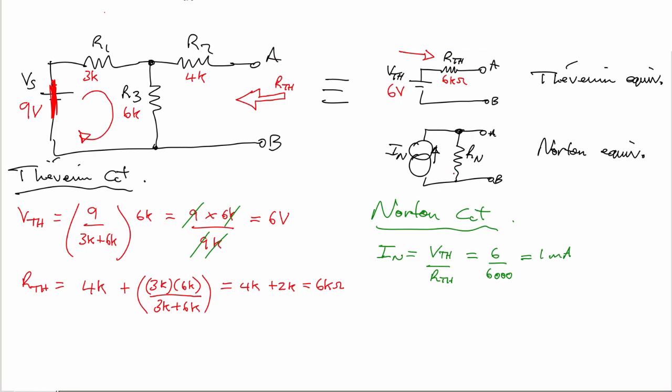So this thing here is a 1 milliamp constant current generator. And what's the value of the Norton resistance? Well, it's actually the same as the Thevenin resistance. Easy enough, although in the Norton case, of course, it's in parallel rather than in series. We worked that out to be 6 kilohms, so that thing's 6 kilohms as well.